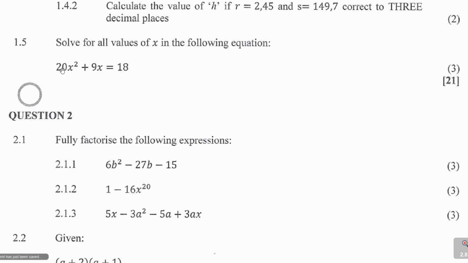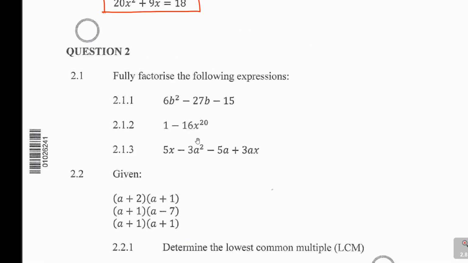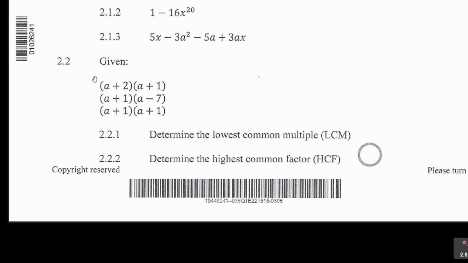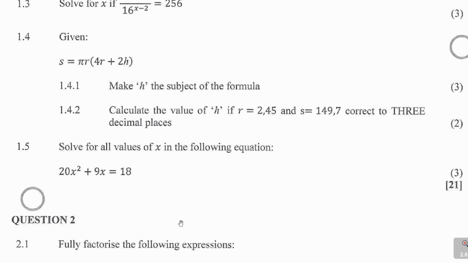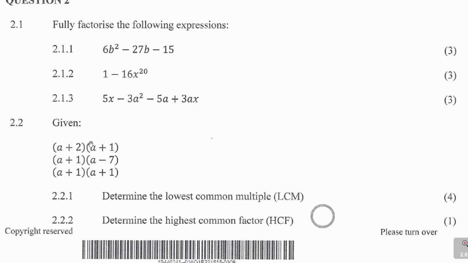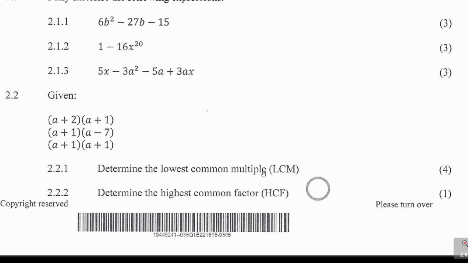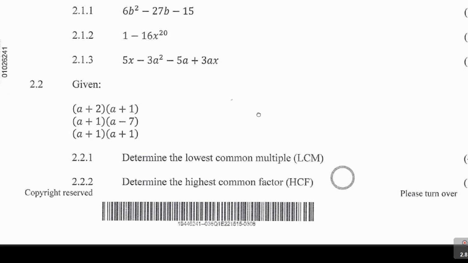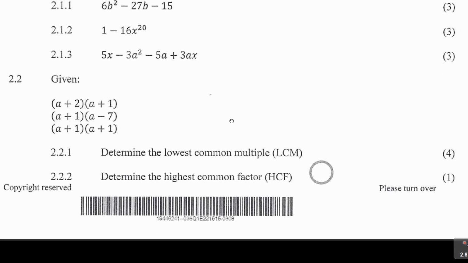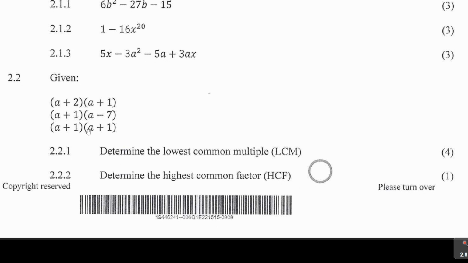Question 5 again, this was a factorization question. If you knew how to use factorization here, that is another 3 marks, which is 12. All this is based on what? On factorization. Look at this question again. Question 2.2. It says given this and this and this, determine the lowest common multiple. I liked this question because, the way they did it, sometimes they usually force you to factorize, but this one they factorize for you.